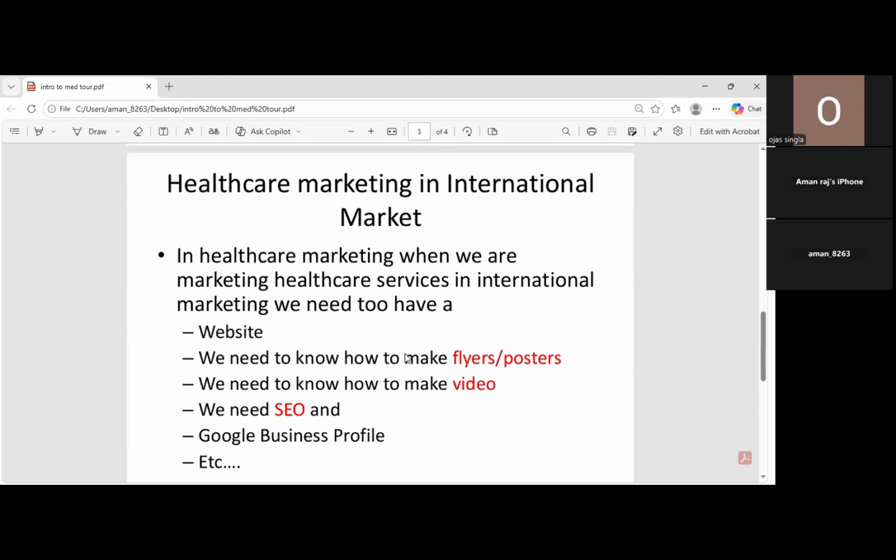For that, you need to have a very good website. Right? We need to know how to make flyers and posters so that we can send that information to them, a beautiful flyer and poster so that they get attracted towards your facility. In a similar way, we will also teach you how to make videos, how to do SEO, how to do Google business profile. All these things we are going to learn. Now, moving on to the second part.